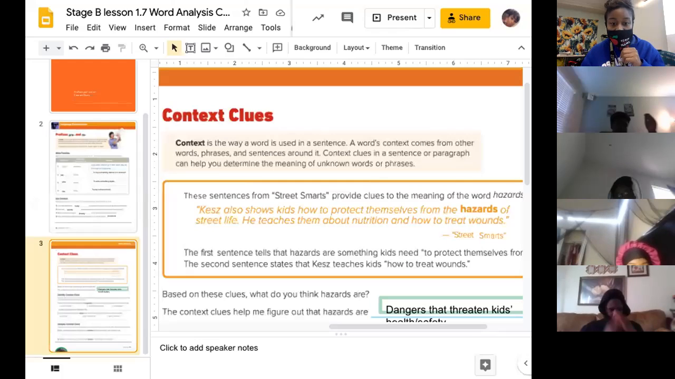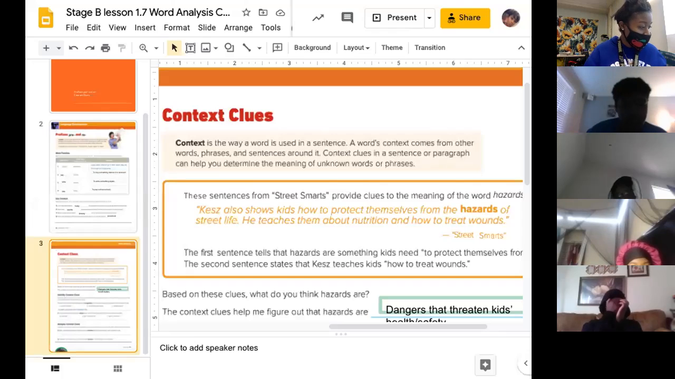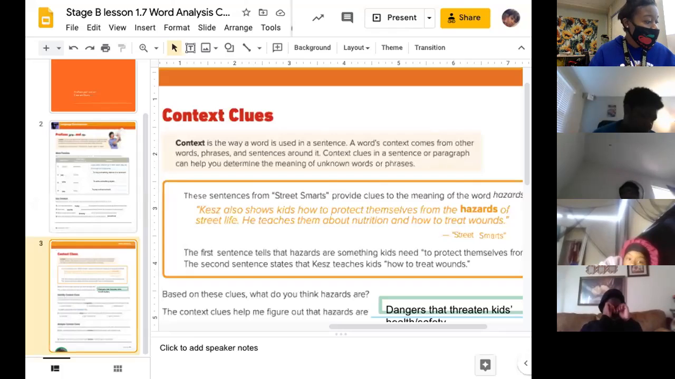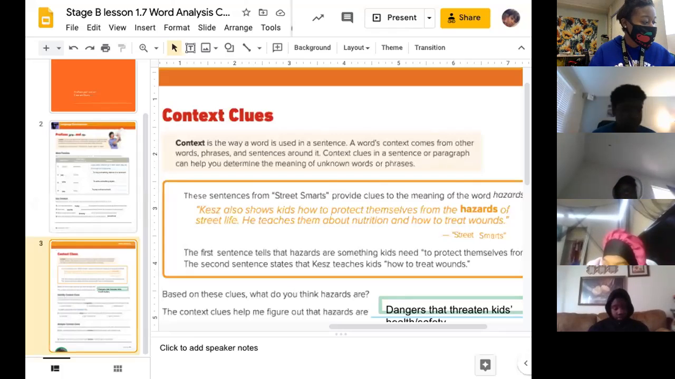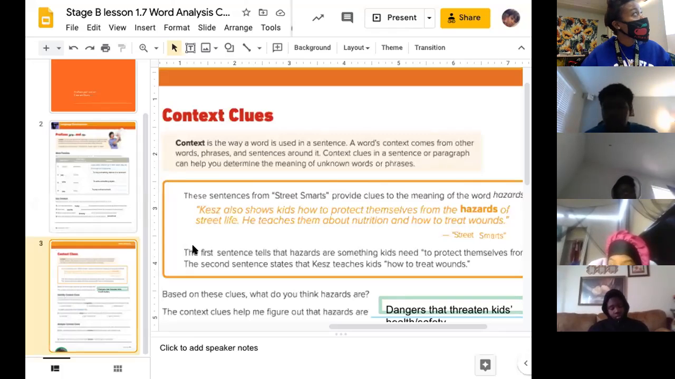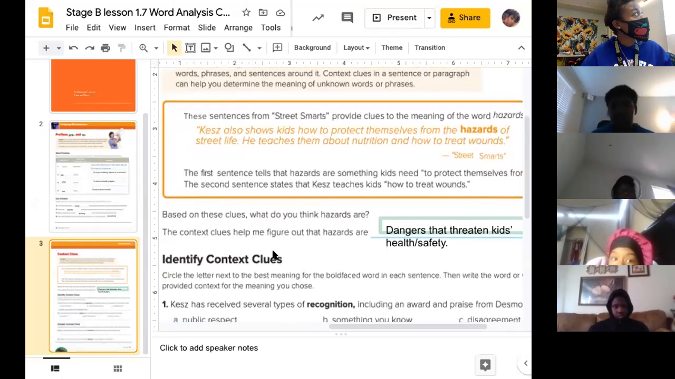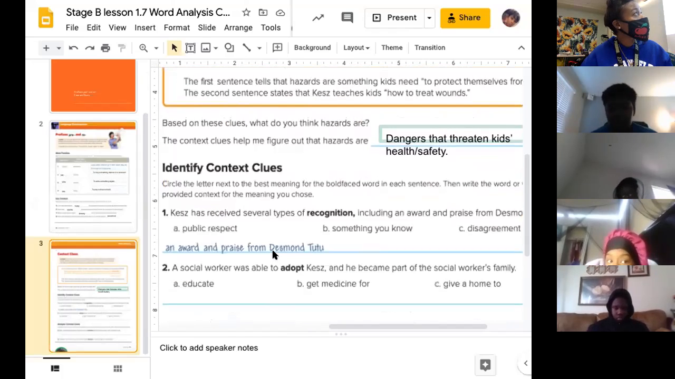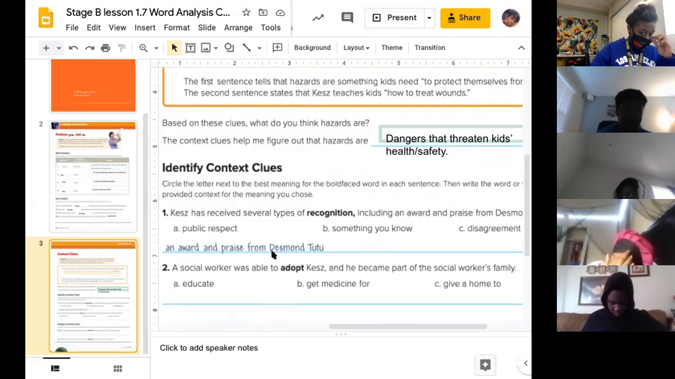This activity here says identify context clues, okay? It says circle the letter next to the best meaning for the bold-faced word in each sentence. Then write the word or words that provided context to the meaning of that word. Sorry, let me scroll down. All right. So we're going to look at number 1. Caitlin, can you read number 1 out loud for us?